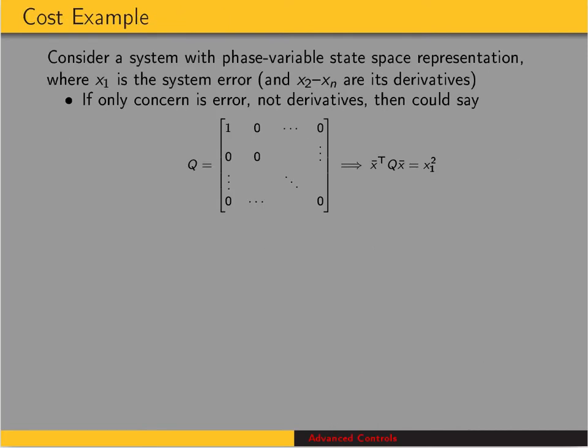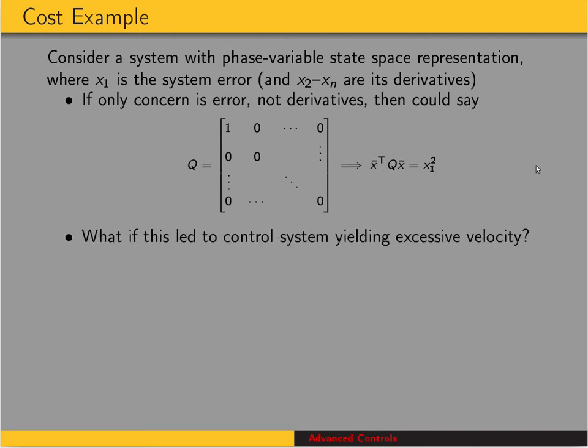Here is an example of just looking at the costs. So imagine we have a system with phase variable state space representation, and x1 is the system error. So since we're talking about phase variables, that means x2 through x sub n are its derivatives. If our only concern is the error and not its derivatives, then we could let Q take this value, the value of this matrix, and that would give us the result that X bar transpose times Q times X bar is just equal to x1 squared.